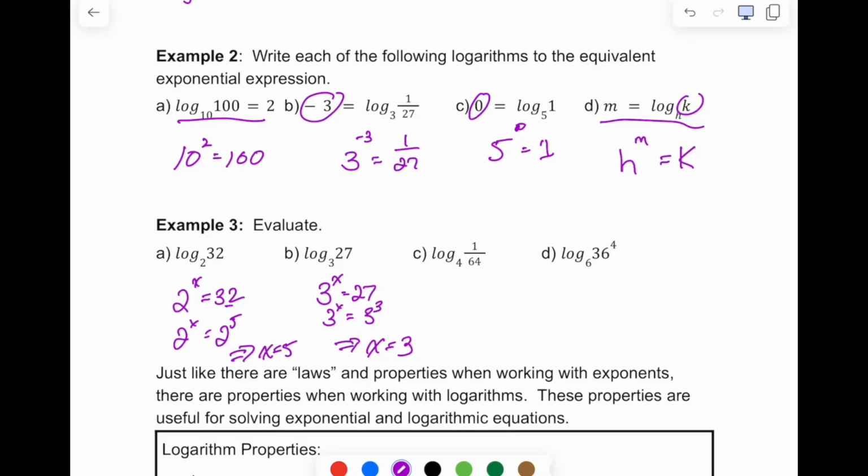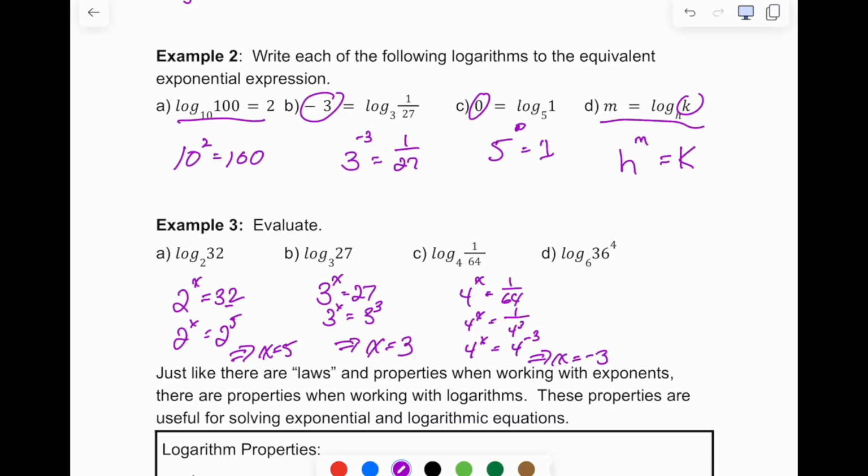All right, next question, our base here is 4. Again, we don't know what the exponent is, and we're given 1 over 64. This one's a little bit tricky because we need to deal with the negative exponent. So here we're going to say 4 to the power of x. First of all, 64 is the same thing as 4 cubed: 4 times 4 is 16, times 4 is 64. So 4 to the power of x is the same thing as 4 to the power of negative 3. So that implies that x is equal to negative 3.